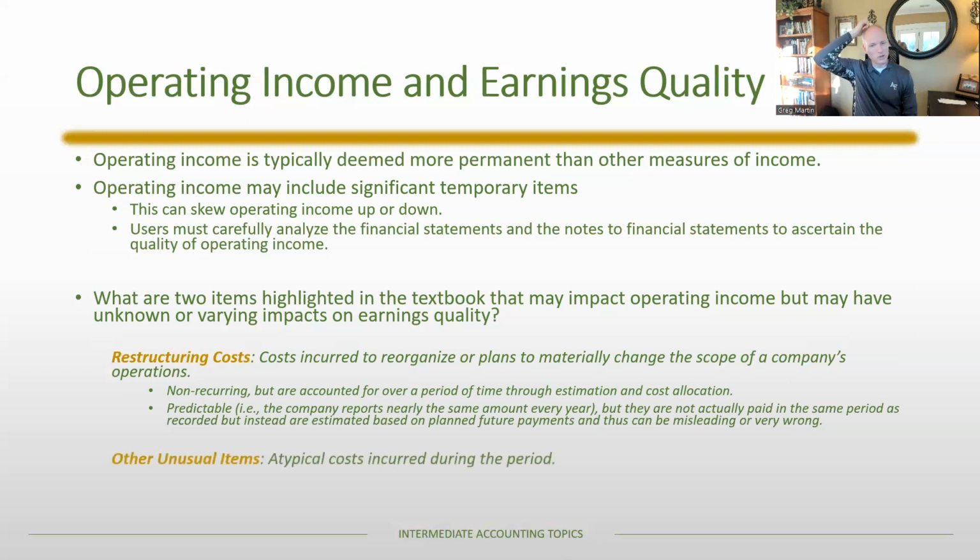And then you do have these other unusual items or special items. These are atypical costs that are incurred during a period. There is judgment on what you deem as a special item or an unusual item. Again, analysis and careful reading of that particular item needs to take place, because you as an investor or analyst may look at something that the firm has said is special or unusual, and you may actually think, well, I'm not sure that it is so special.